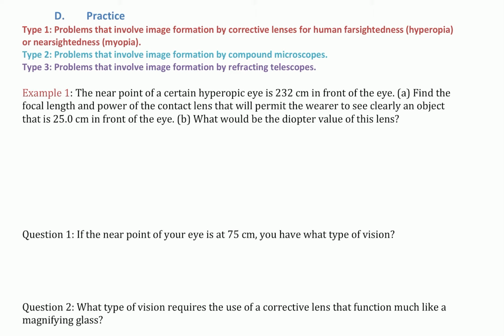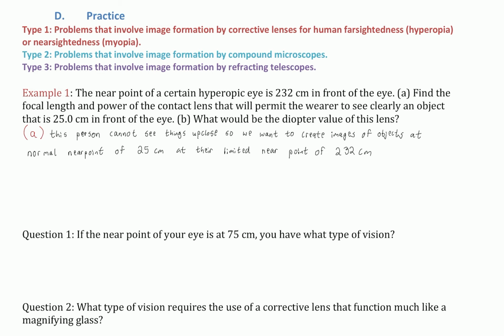Example 1. The near point of a certain hyperopic eye is 232 centimeters, instead of 25, in front of the eye. Find the focal length and power of the contact lenses that will permit the wearer to see clearly an object that is 25 centimeters in front of the eye. Okay, so this is a person that can't see things close by. So this person cannot see things up close.